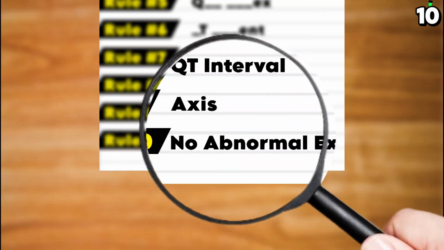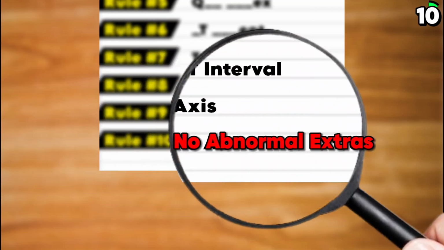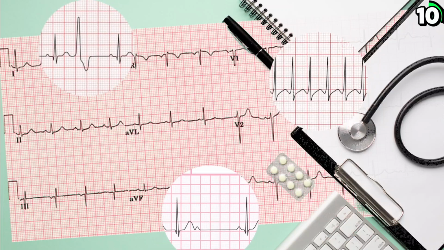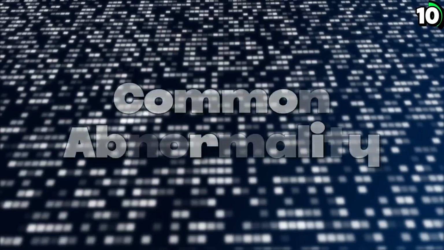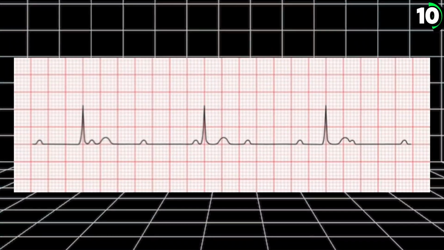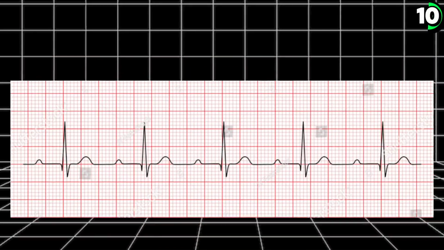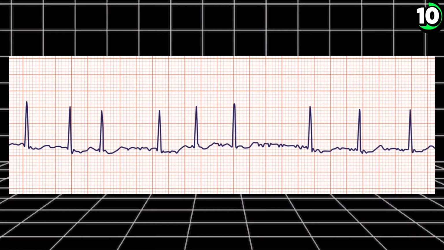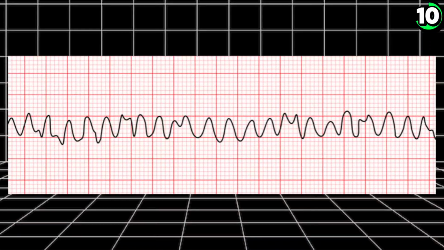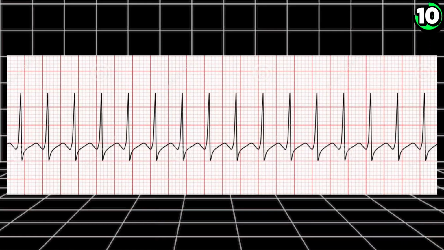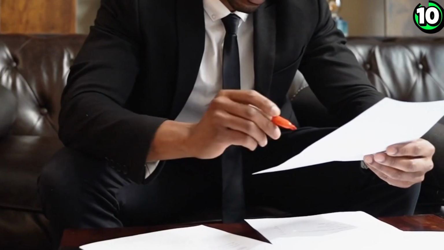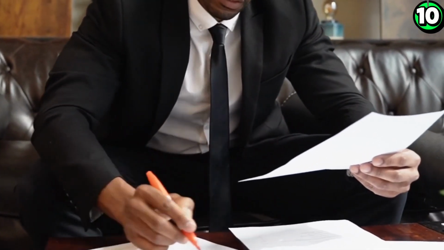Rule number 10. No abnormal extras. No blocks, ectopics, or arrhythmias. A normal ECG shouldn't have extra beats, pauses, or conduction issues. Common abnormalities: heart blocks, PR interval problems, ectopic beats, early or irregular beats, atrial fibrillation, chaotic rhythm, no P waves. Scan each lead for unexpected findings. If something looks odd, investigate further.